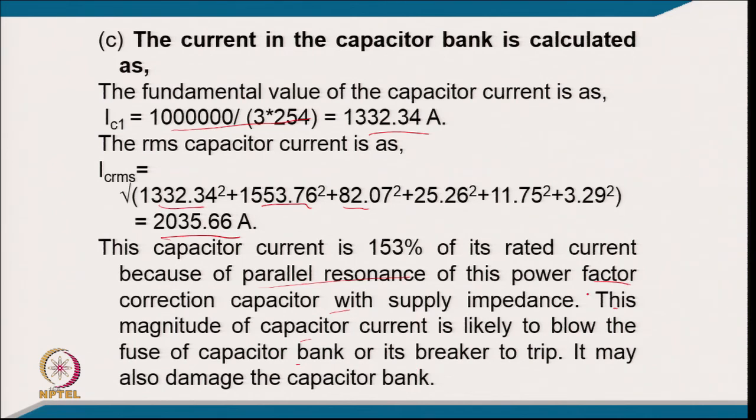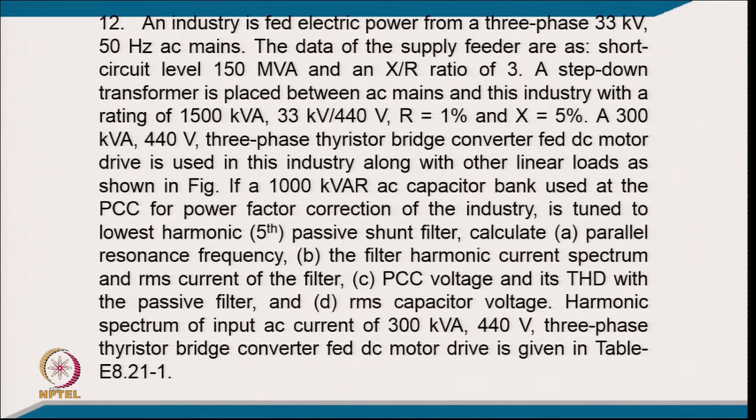So, this is the condition of resonance what we have demonstrated through a numerical example. Now, coming to the 12th problem: an industry is fed electric power from a 3-phase 33 kV, 50 Hz AC mains that has a supply feeder with a short circuit current level of 150 kVA, X upon R ratio of 3. A step down transformer is placed between the AC mains and this industry of 1500 kVA, 33 kV by 440 V, with the resistance of 1% and reactance of 5%.